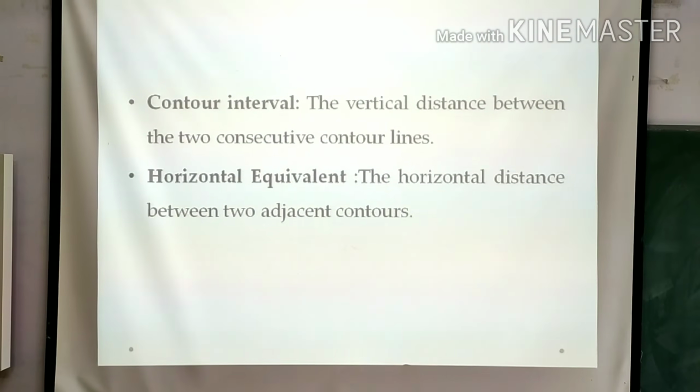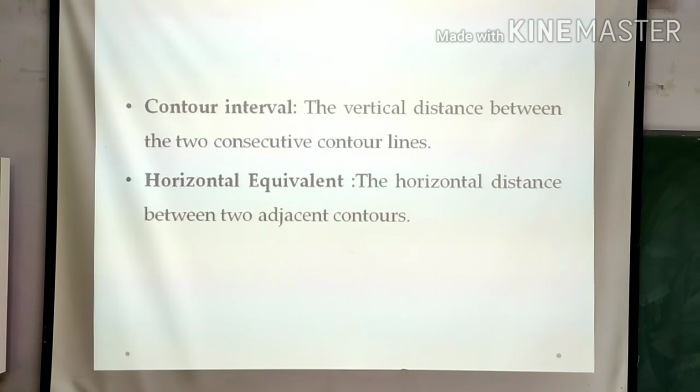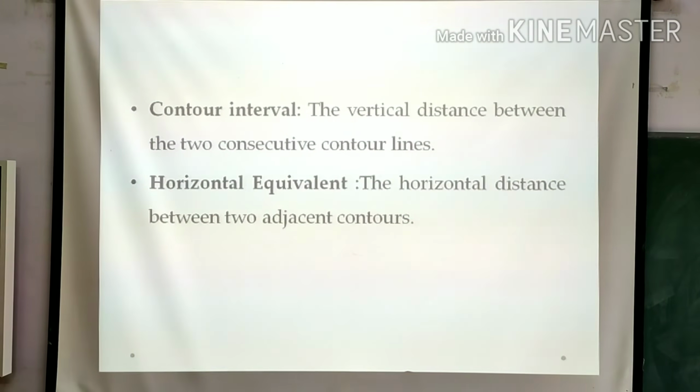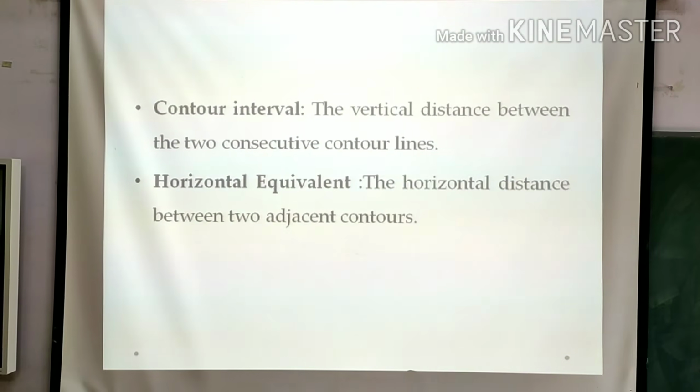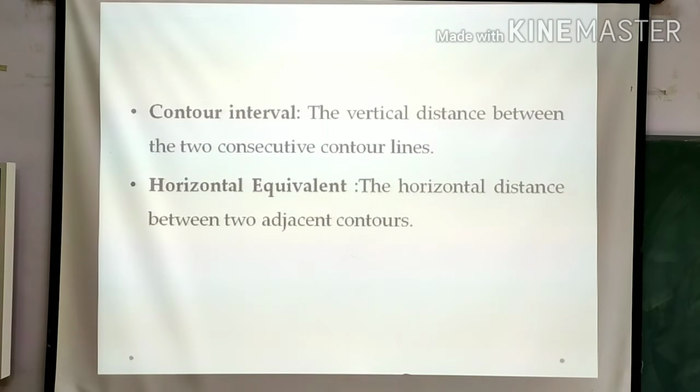The vertical distance between two consecutive contour lines is called contour interval. It is constant for a contour map. The horizontal distance between two adjacent contours is called horizontal equivalent.